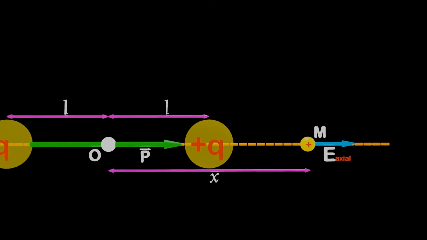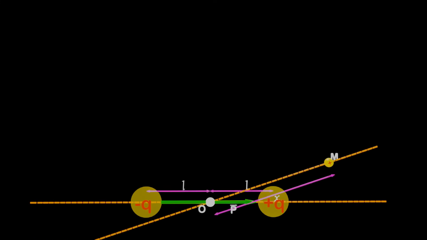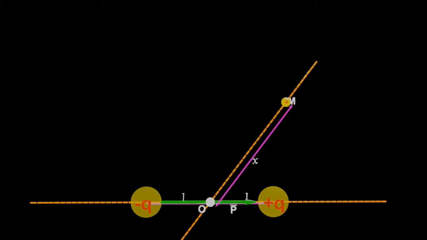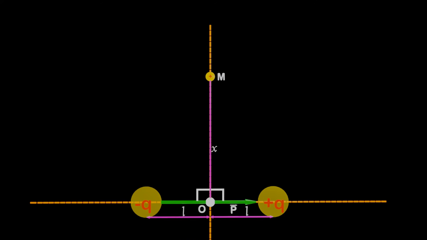Okay, let's now proceed to the second case and determine the magnitude of the electric field at point M, which is located at a perpendicular distance x from the center of the dipole. This position is also known as the equatorial position. In this scenario, we observe that point M is equidistant from both the positive and negative charge. It is positioned at the same distance r and angle theta from each charge.